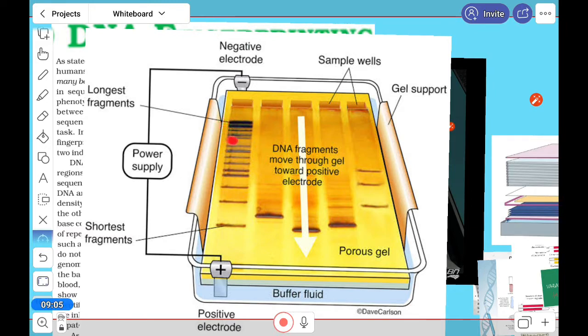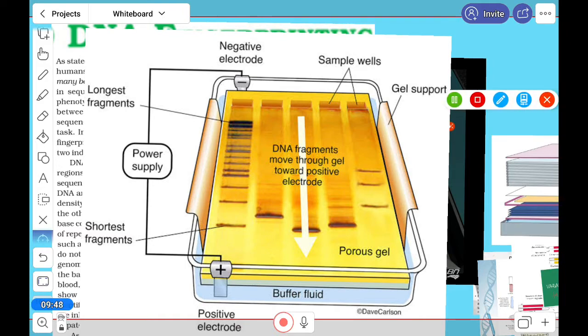But what is the problem? The longest fragments cannot move so fast, so they form the band on the negative side earlier. And the shortest ones can move further, so the bands make it different. Where the variable number is more, the fragments will be heavier, and where the variable number is less, the fragment is shorter and it can come quickly. This I want to show you in a video.